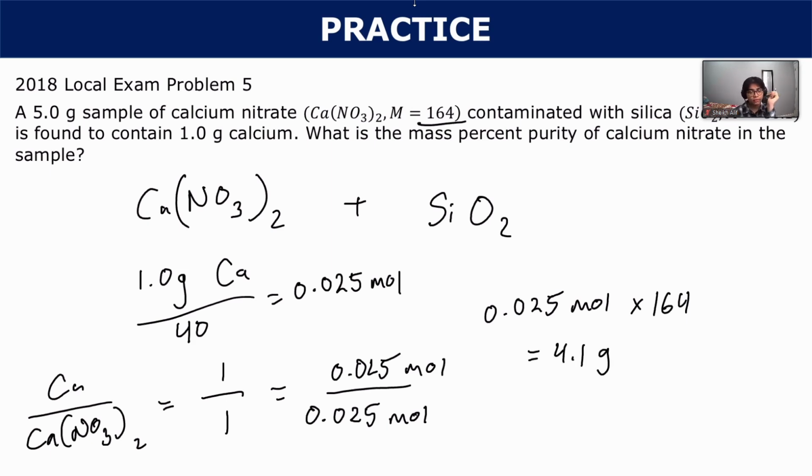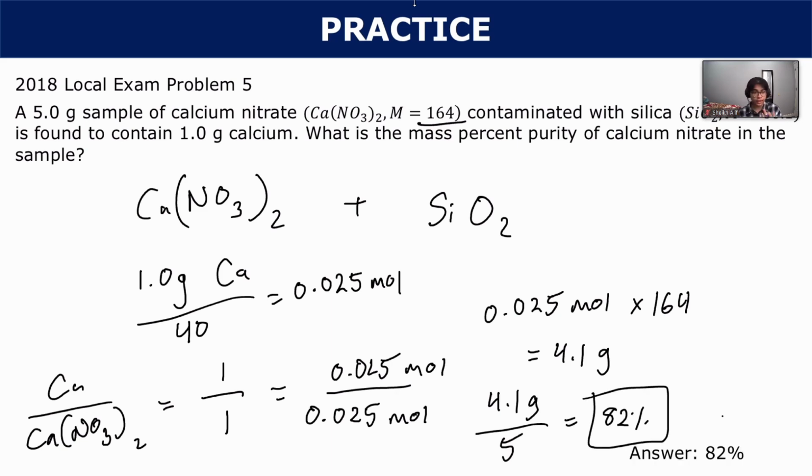And we know that the rest of the mass, so we only have 4.1 grams accounted for, but the whole sample is 5 grams. The other mass must come from the silica. And so if we're trying to find the mass percent purity of calcium nitrate, well, we know that the calcium nitrate is 4.1 grams, and the total sample is 5 grams. And so that's going to come out to 82%. And that is our answer.